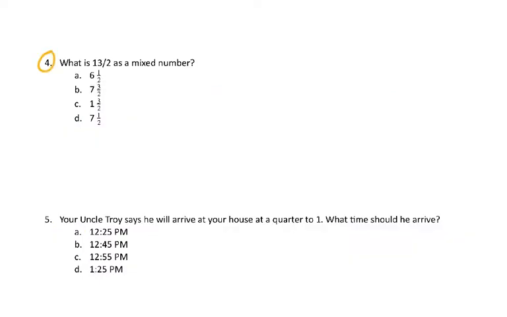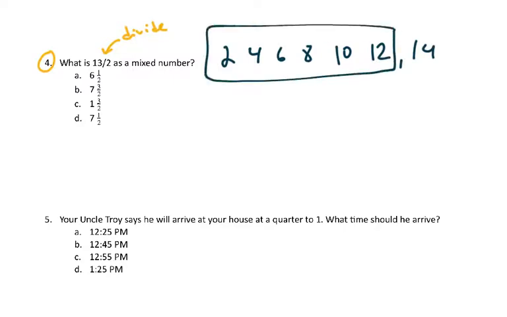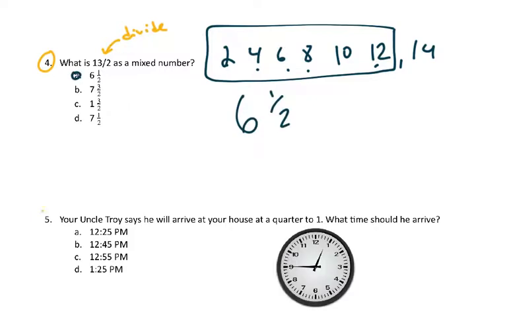Number 4 says, what is 13 over 2 as a mixed number? Remember that line means divide. So we're going to think about how many times 2 can go into 13 evenly. 2, 4, 6, 8, 10, 12, 14. So it comes in here. It can go in 1, 2, 3, 4, 5, 6 times evenly. And it would have 1/2 left over. So A.